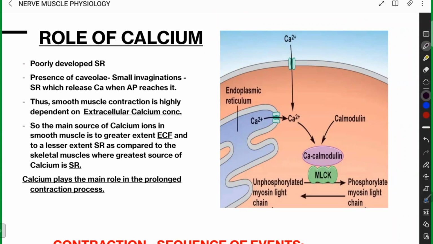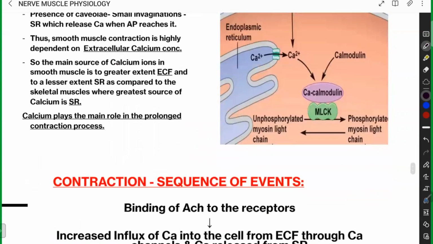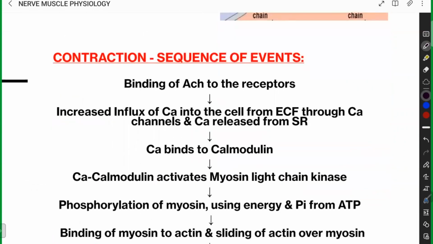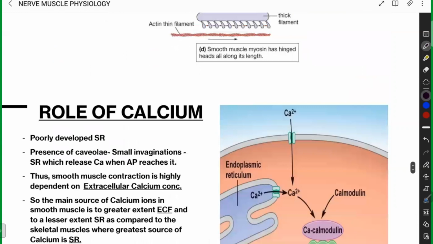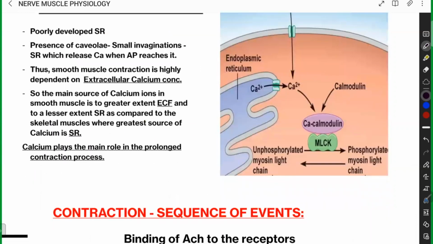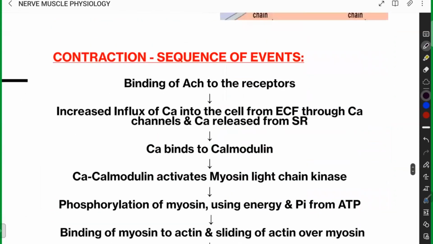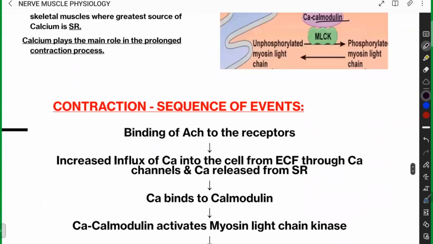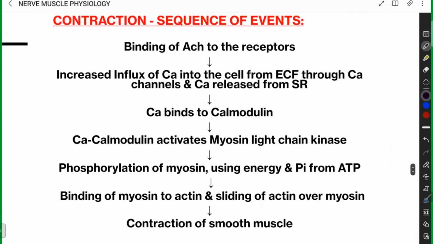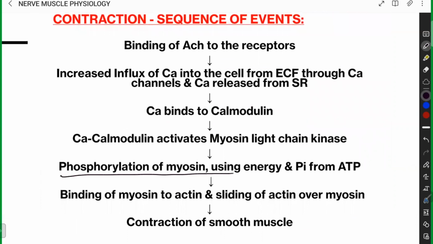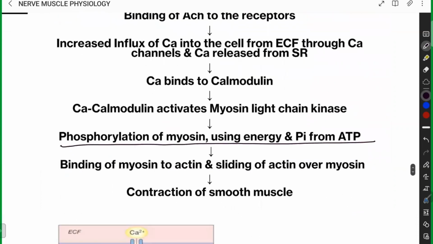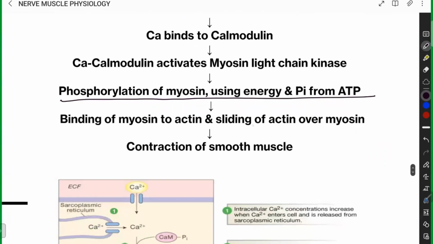So for the extracellular calcium to come in, you need an influx of calcium through voltage gated calcium channels. Once there are voltage gated calcium channels, your calcium comes inside and calcium is going to bind to calmodulin. Okay, you call it calcium calmodulin, and when it binds, it activates your myosin light chain kinase, MLCK. When myosin light chain kinase is activated, there is a phosphorylation of myosin using energy and phosphate from ATP. This binding of myosin to actin and sliding of actin over myosin causes contraction of your smooth muscle.